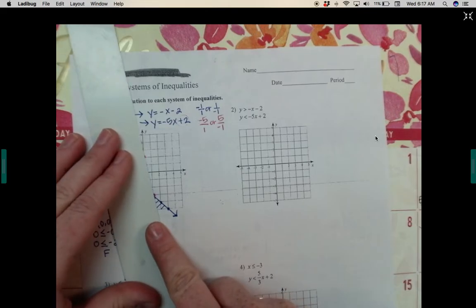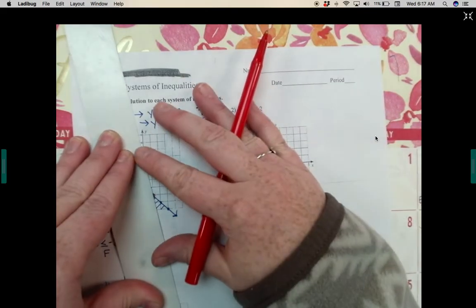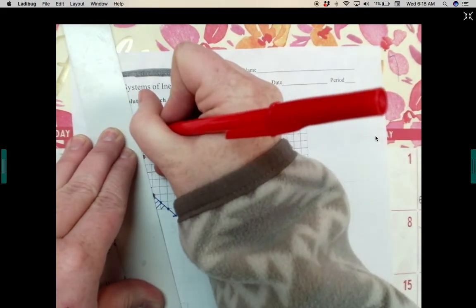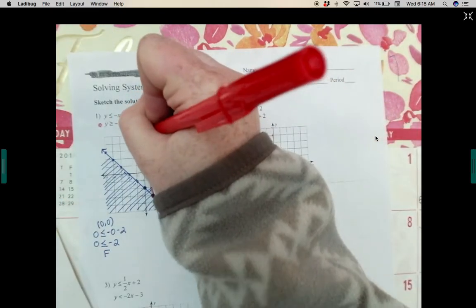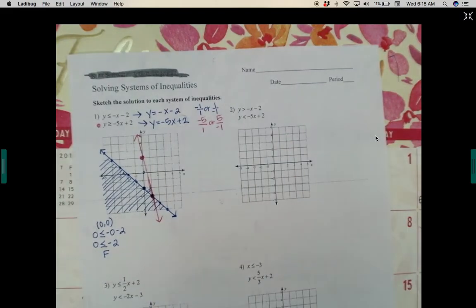So I am going to connect them with a straight edge so it's nice and neat. And now I'm going to test a point.